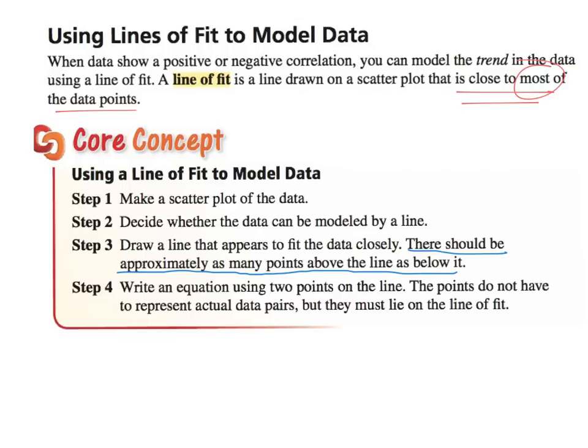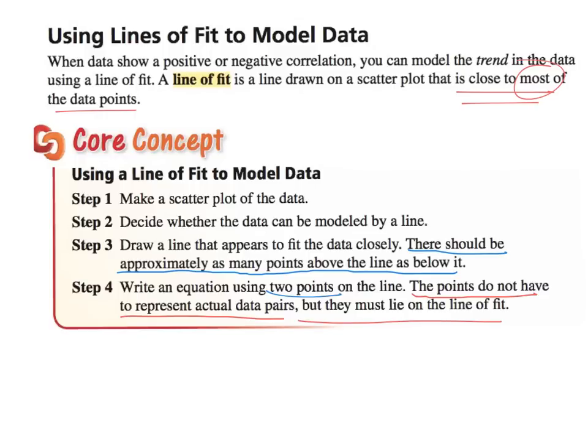Then you would write an equation using 2 points on the line. Now, you could have a scatter plot with 50 points on it, but you're only going to use 2 points on the line. It's important to note that the points you choose do not actually have to be points that are used in the data, but they must lie on the line.